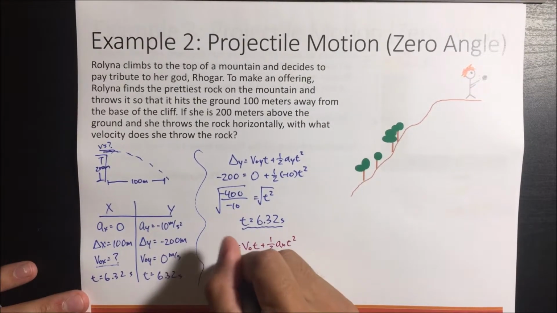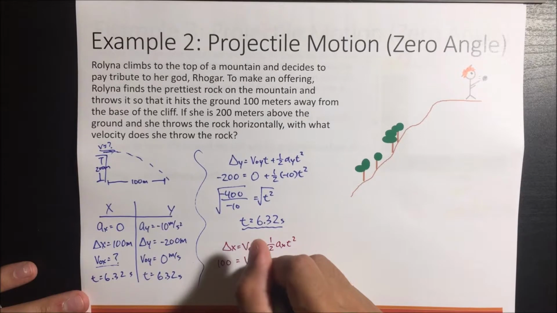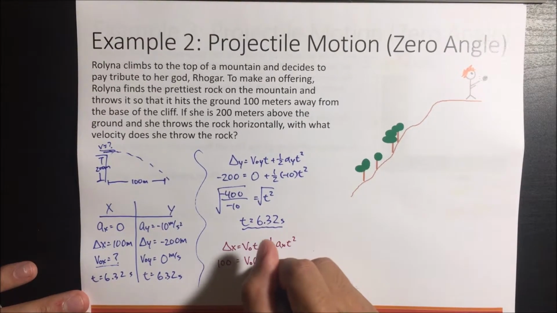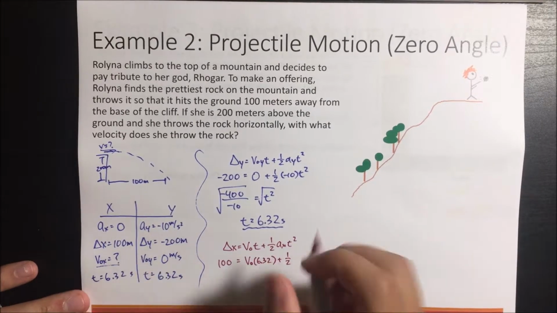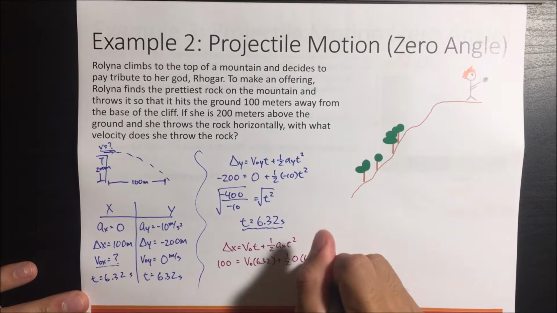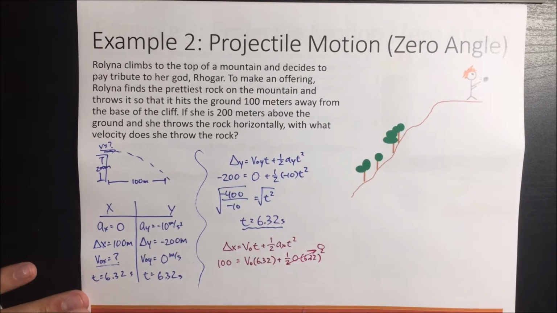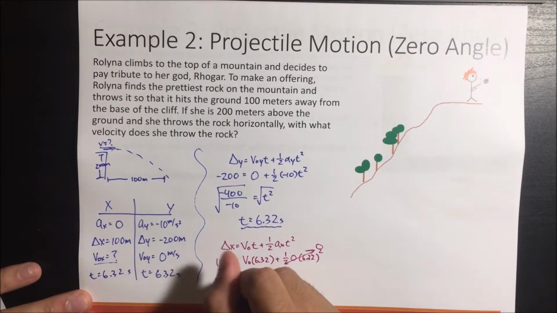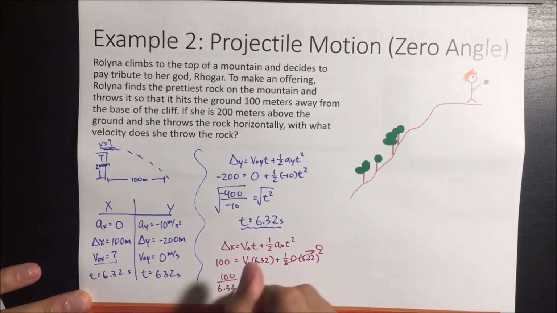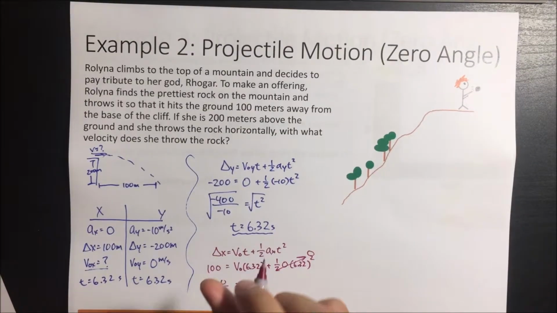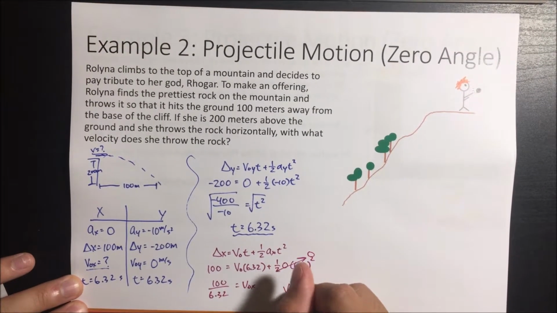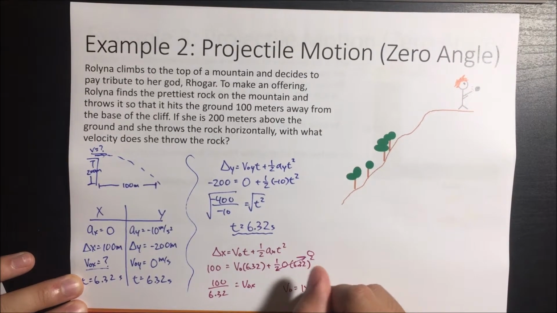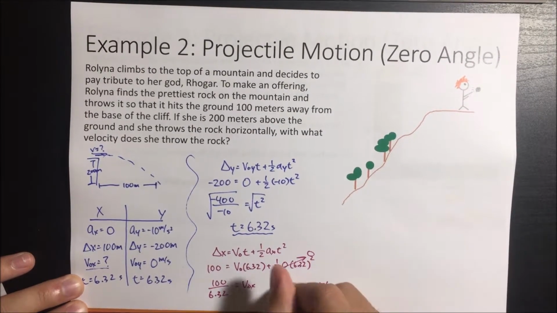Displacement of the x, 100. Velocity initial, that's what we're looking for. Time we know is going to be 6.32, plus 1/2, and the acceleration is 0, times 6.32 squared. This just turns to 0. So now we're going to do 100 divided by 6.32 equals the initial velocity in the x direction. And what this is going to give us is 15.81 meters per second.